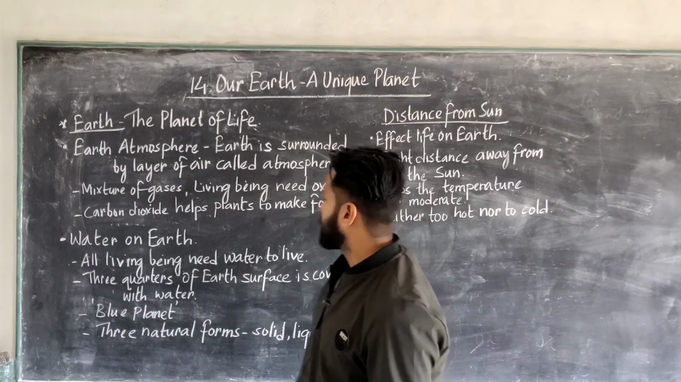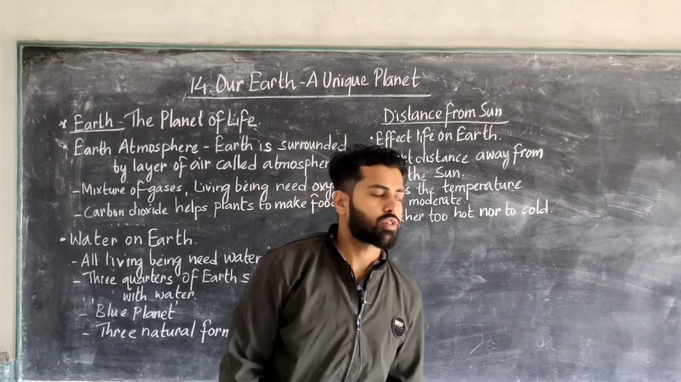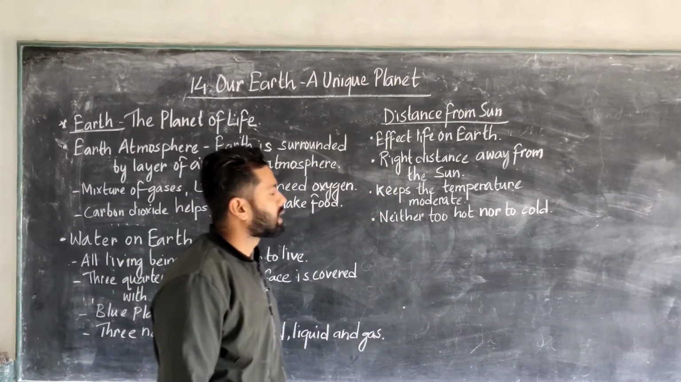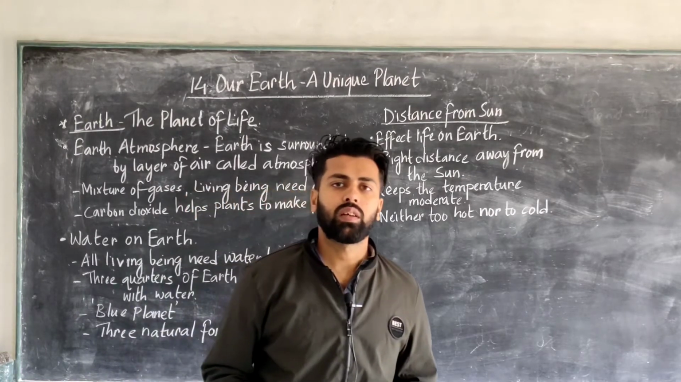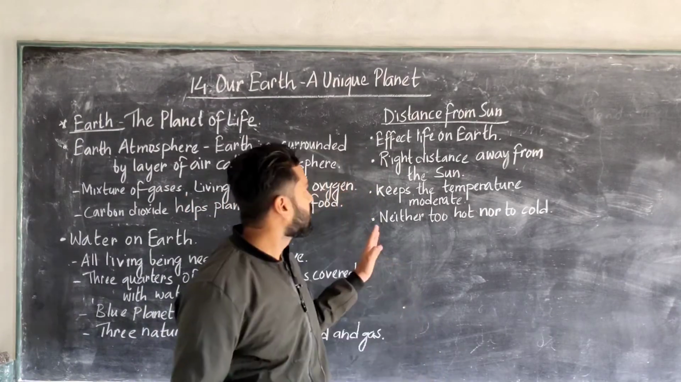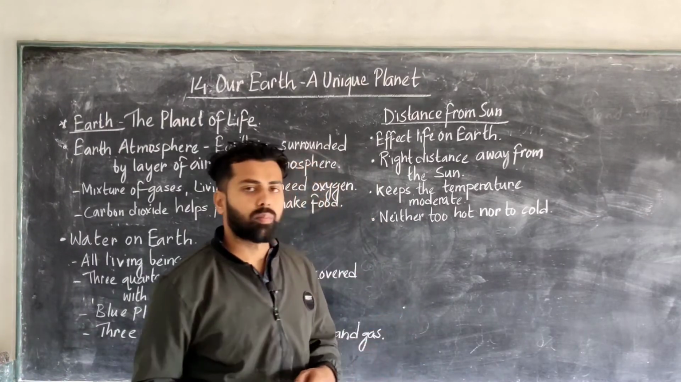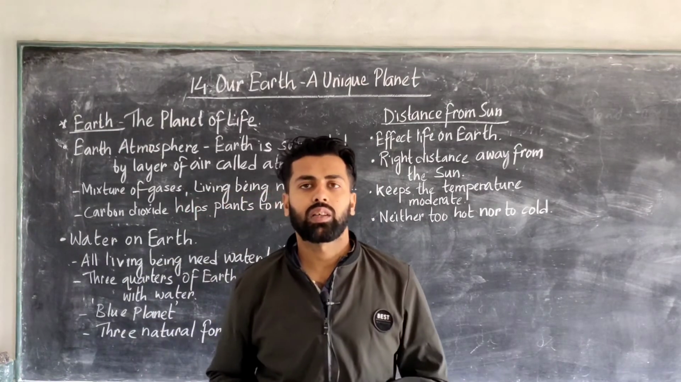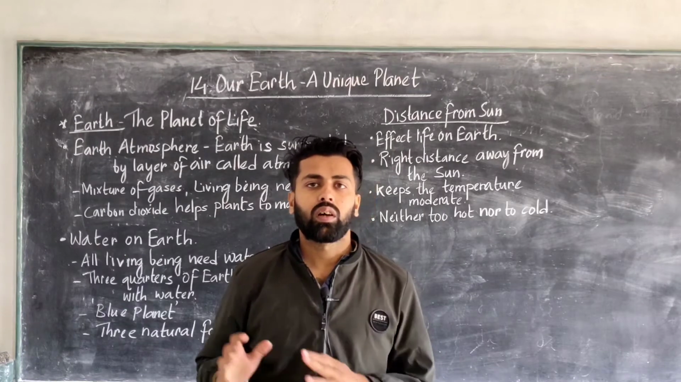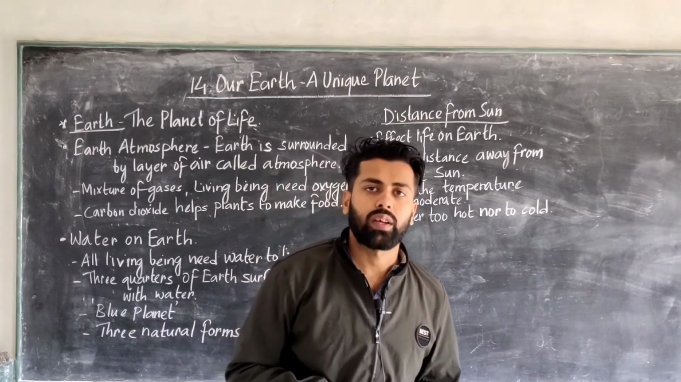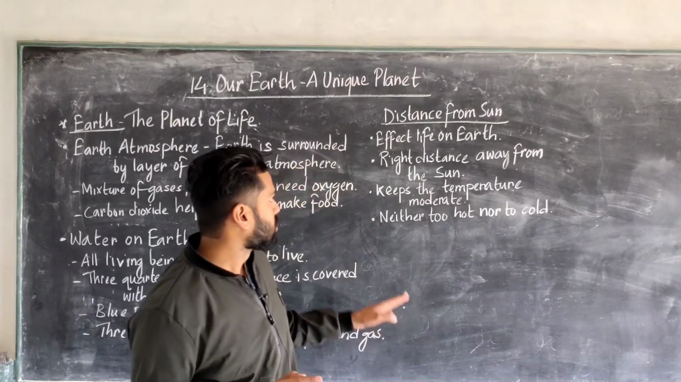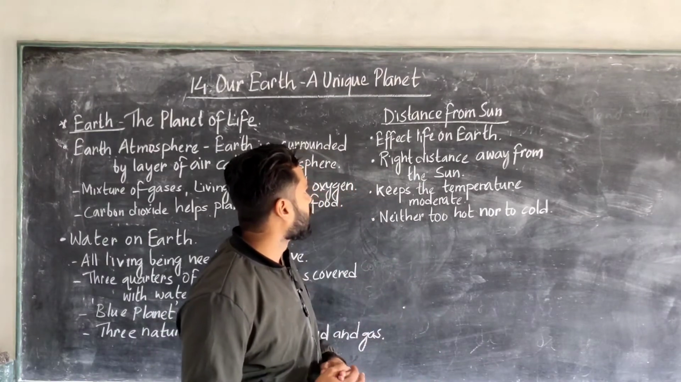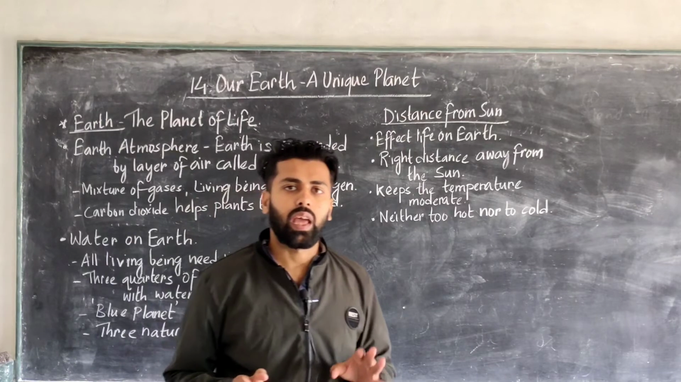Next you see what is given here, that is distance from the sun. How does the distance affect the earth, or the atmosphere of the earth? As I told you in the previous science class, the sun is a very important factor affecting the weather and also the seasons. So here, the effect on life on earth. How does it affect life on the earth?